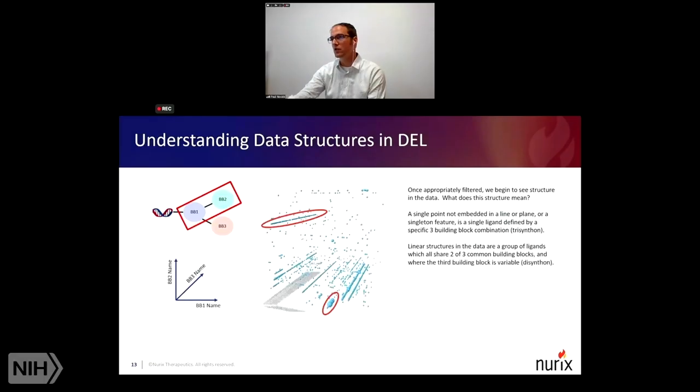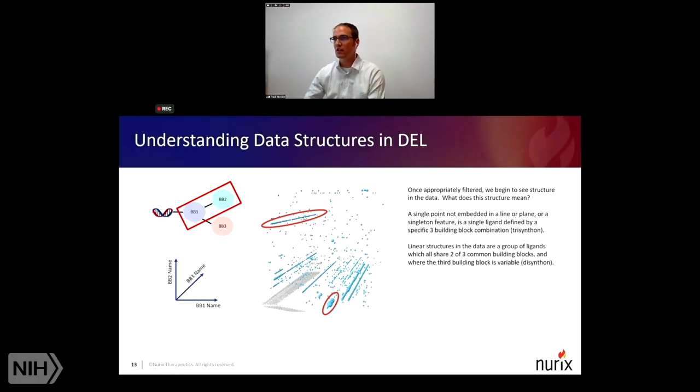Moving on from these singleton points, we start seeing these different line features throughout the data set. And what these line features are representing is a series of related ligands where we're keeping two of the building blocks constant, and we're varying the identity of the third building block. And because these features are defined by this two building block combination, we're calling these disynthon features or line features, and you can get a sense of the local SAR around each of these features' chemical space by understanding the characteristics of the line itself.